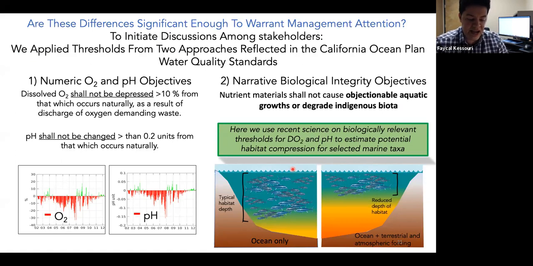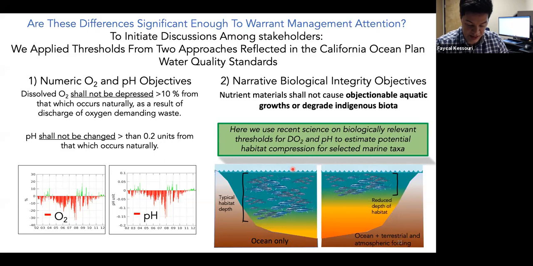However, in order to get the conversation started, we applied thresholds using two methodologies based on the California Ocean Plan. The first consists of looking at a deviation in percentage for oxygen and in units for pH from the natural deviation. And we compare it to another methodology. The second one is actually based on biological relevance.